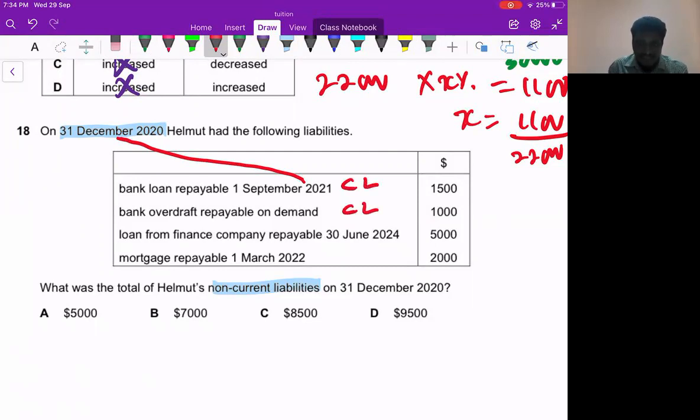The loan from the finance company repayable in 2024 is more than 1 year, non-current liability. The mortgage repayable in 2022 is more than 1 year, non-current liability. So there are only two non-current liabilities. They want non-current liability, so 5,000 plus 2,000 is 7,000.